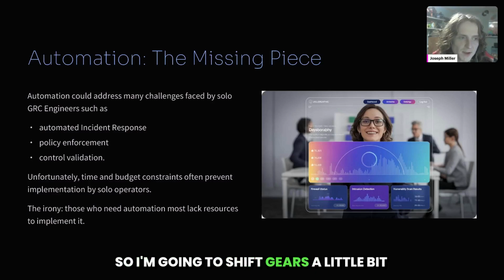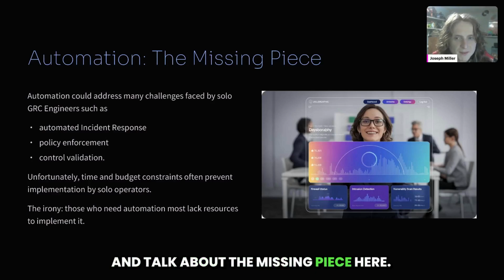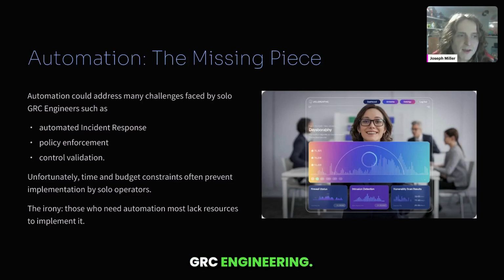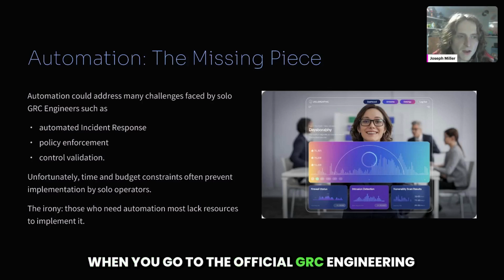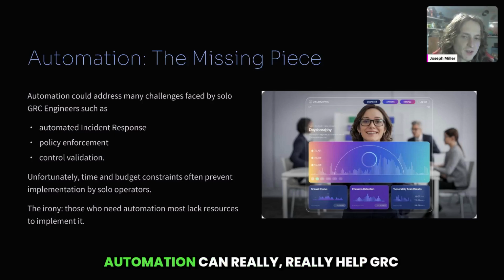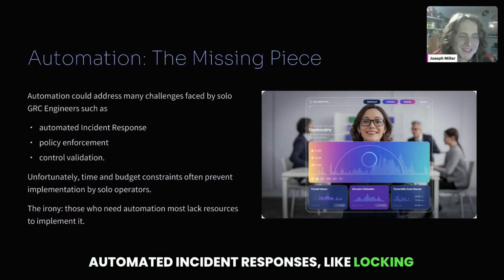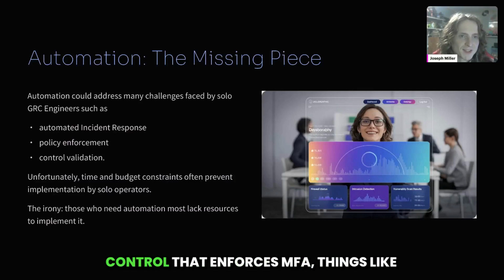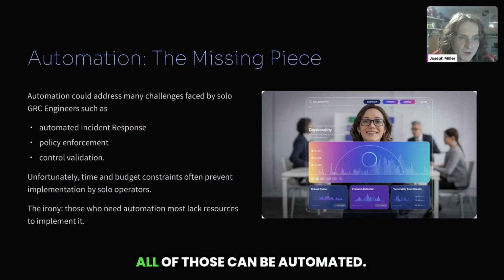So I'm going to shift gears a little bit and talk about the missing piece here, and that's automation. Automation is a really important part of GRC engineering. When you go to the official GRC engineering site where they talk about things, automation is a huge part of it. Automation can really help GRC engineers in a lot of ways, such as automated incident responses, like locking down an account when they see something suspicious, policy enforcement, like a control that enforces MFA, and control validation. All of those can be automated.